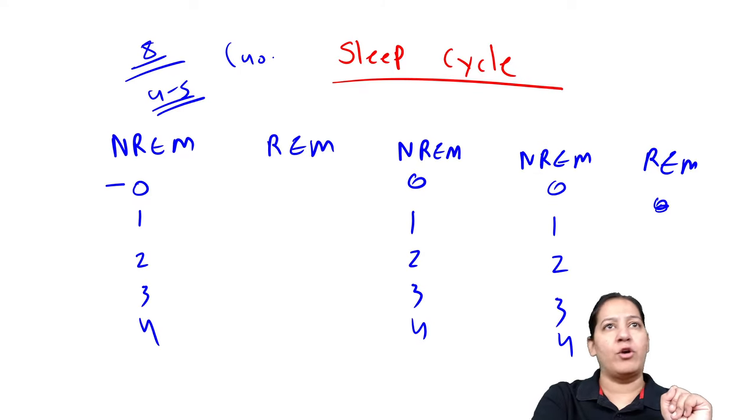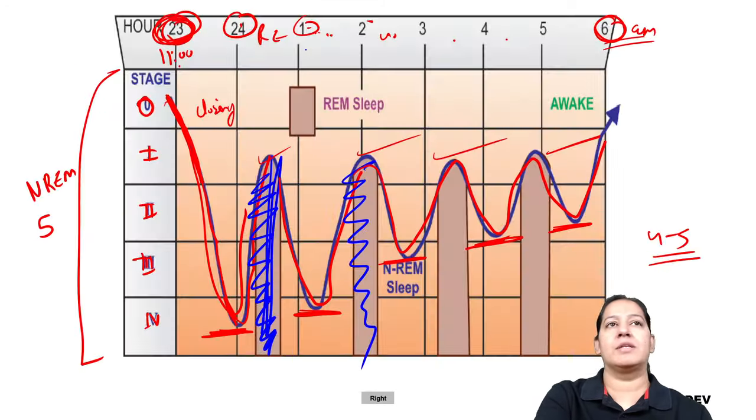Each cycle contains nearly 40 to 45 minutes. Everyone give me a thumbs up if you got this. So this is the basic.